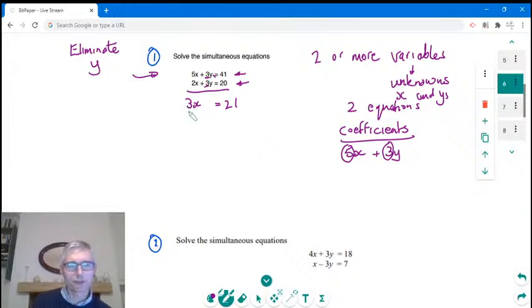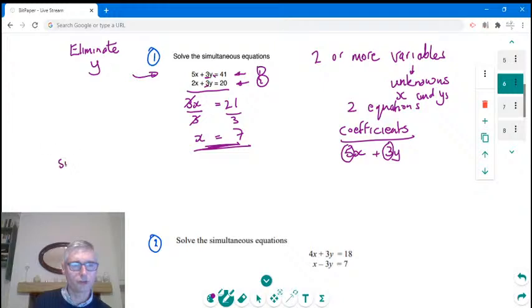So we can just divide both sides of this equation by 3, and the 3's will cancel, and we end up with x is equal to 7. So we're partially there, but what we need to do now is substitute back into either the first or the second equation. So I'm going to pick the simpler one of these, which is the second equation.